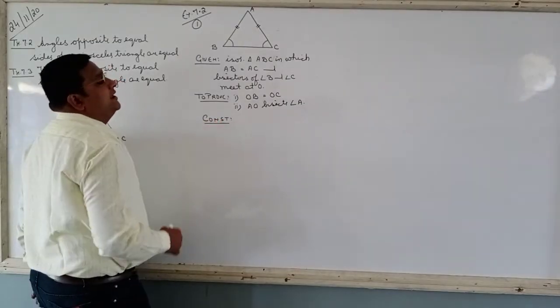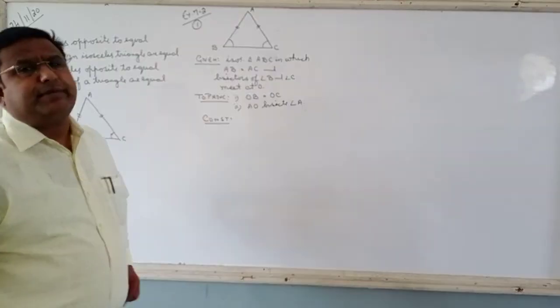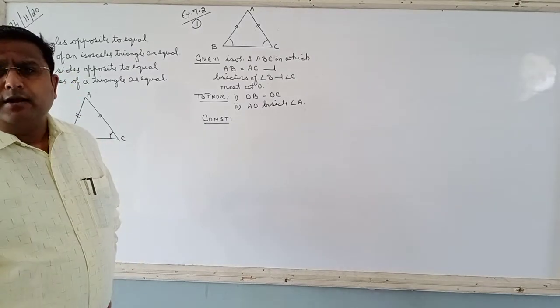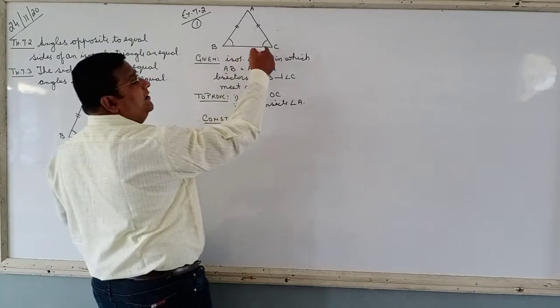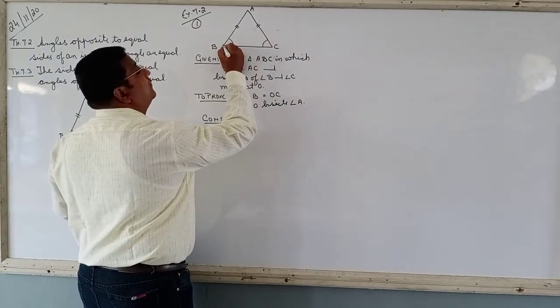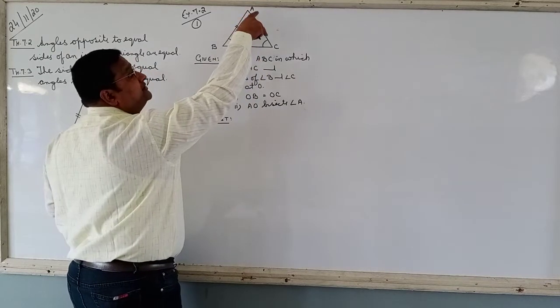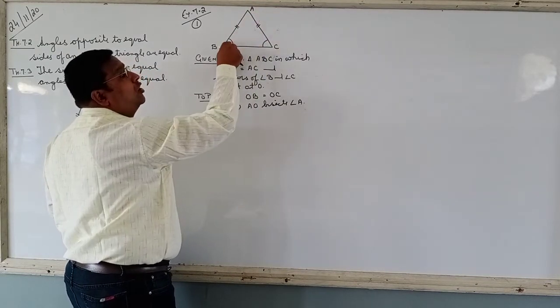What construction? He says bisectors of angle B and C. What does bisector mean? Dividing the angle or dividing the side into equal parts. That is what we call a bisector. So this is angle B, with the half. Angle B is equal to angle C. Why? Because AB is equal to AC. Two sides are equal, so angles opposite to them are also equal.